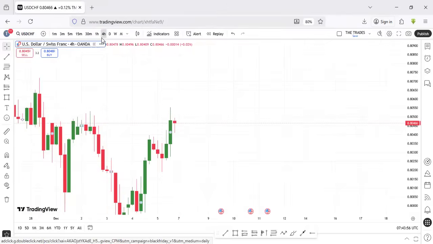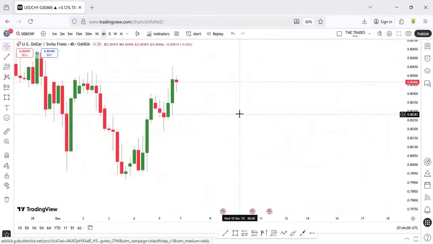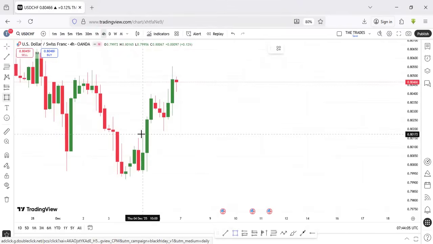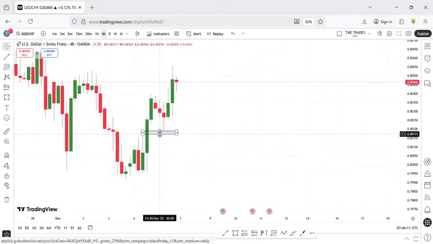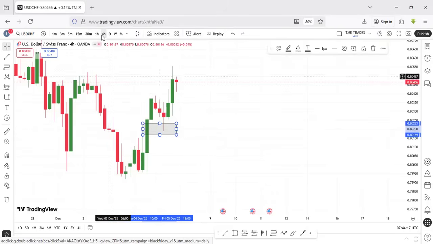Okay, now let's see what we have here. Do we have any gap that needs to be covered here? Let's see this. Okay, we have just a little gap that needs to be covered. But the market has actually covered this gap a little here, right?